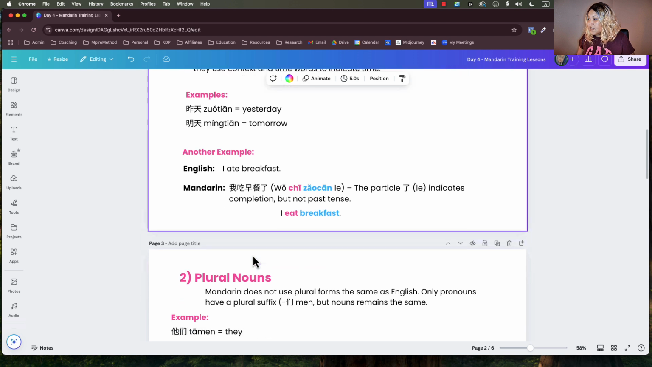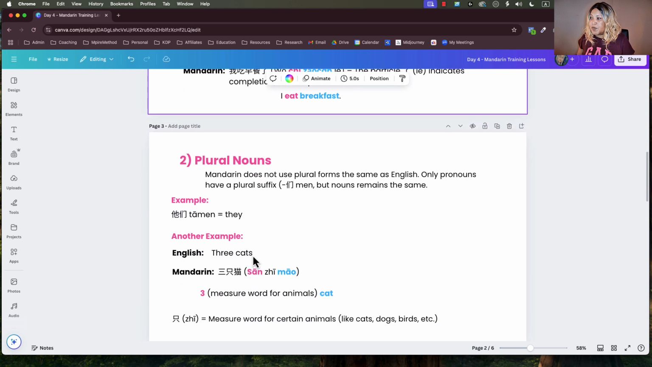So that's cool. Another thing that is different is the plural noun. Mandarin does not use plural forms the same way as English does. Only pronouns have a plural suffix, which is men, like tamen is saying they. But nouns remain the same. But pronouns, they can use the men at the end, like tamen, which means they.